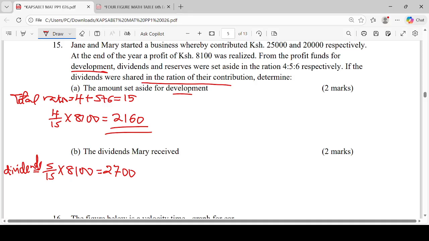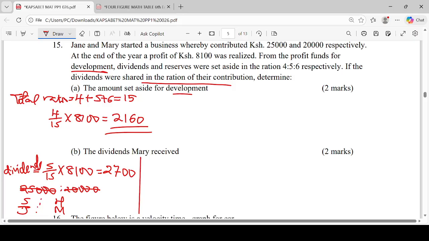If the dividends were shared in the ratio of their contribution, how much did they contribute? So when you look at the ratio, 25,000 to 20,000. So the 3 zeros and the 3 zeros cancel. 5 here, 5 here, 4. So the ratio of their contribution, this is Jane to Mary, is 5:4, meaning the total ratio of contribution is 9.